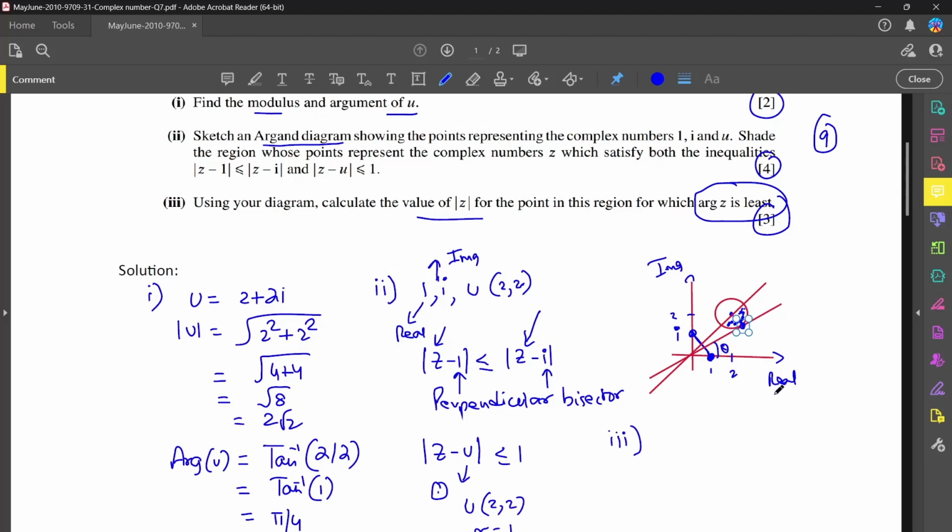Now we need to find the modulus of that. This is the point we're looking for, so we need that distance. Let me draw a bigger diagram so that it will be easy for you to understand. This is a radius of 1 unit, and we already know the modulus of the complex number u. So this is 2 root 2, and this is a radius and this is a tangent, and we exactly need that distance. Let's say this is x.